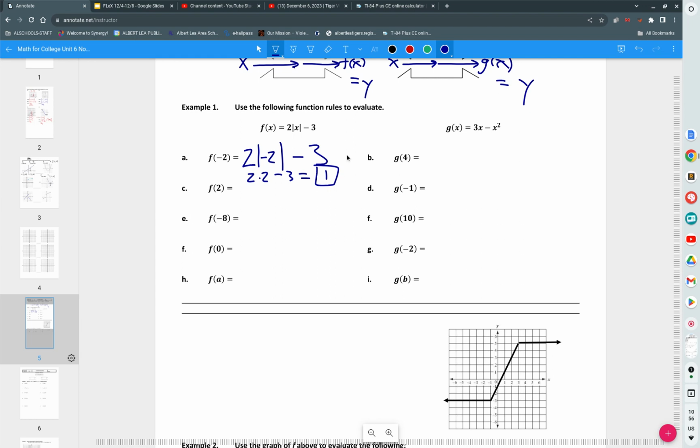For letter B, I'm not using f, I'm using g. And the g function says you take 3 times x minus x squared. So we have 3 times the quantity 4 minus the quantity 4 squared. And I get 12 minus 16, which is negative 4.